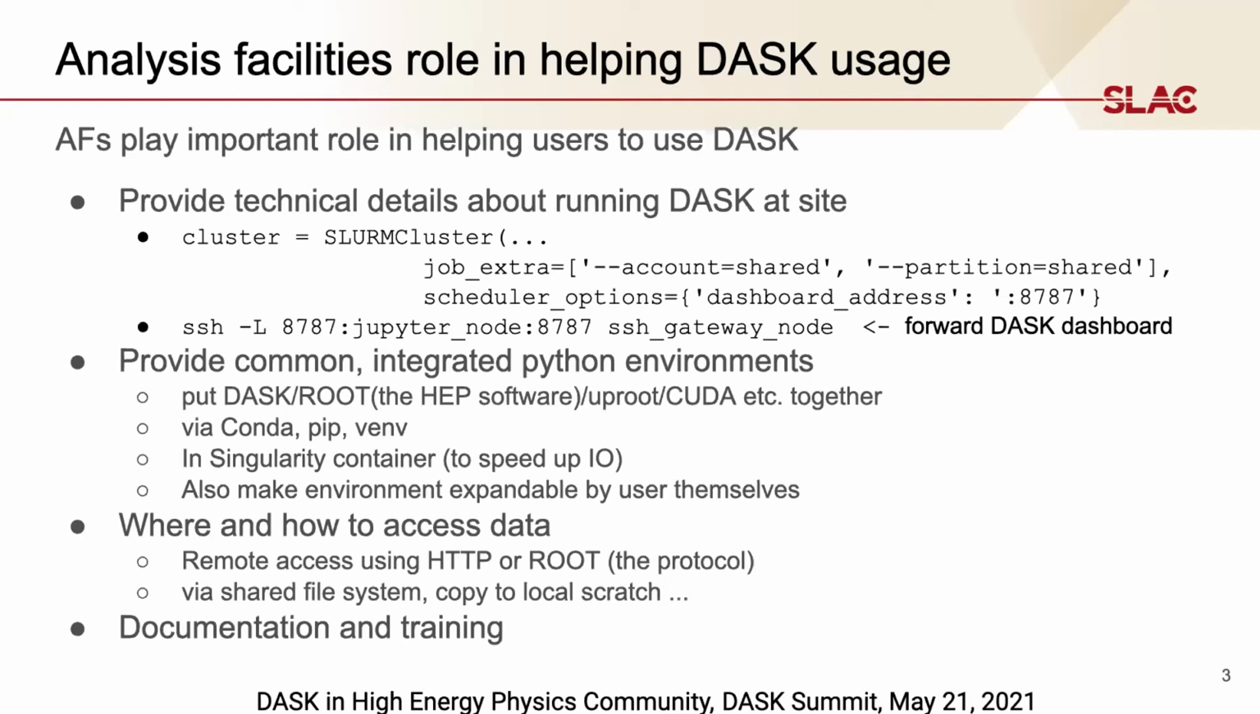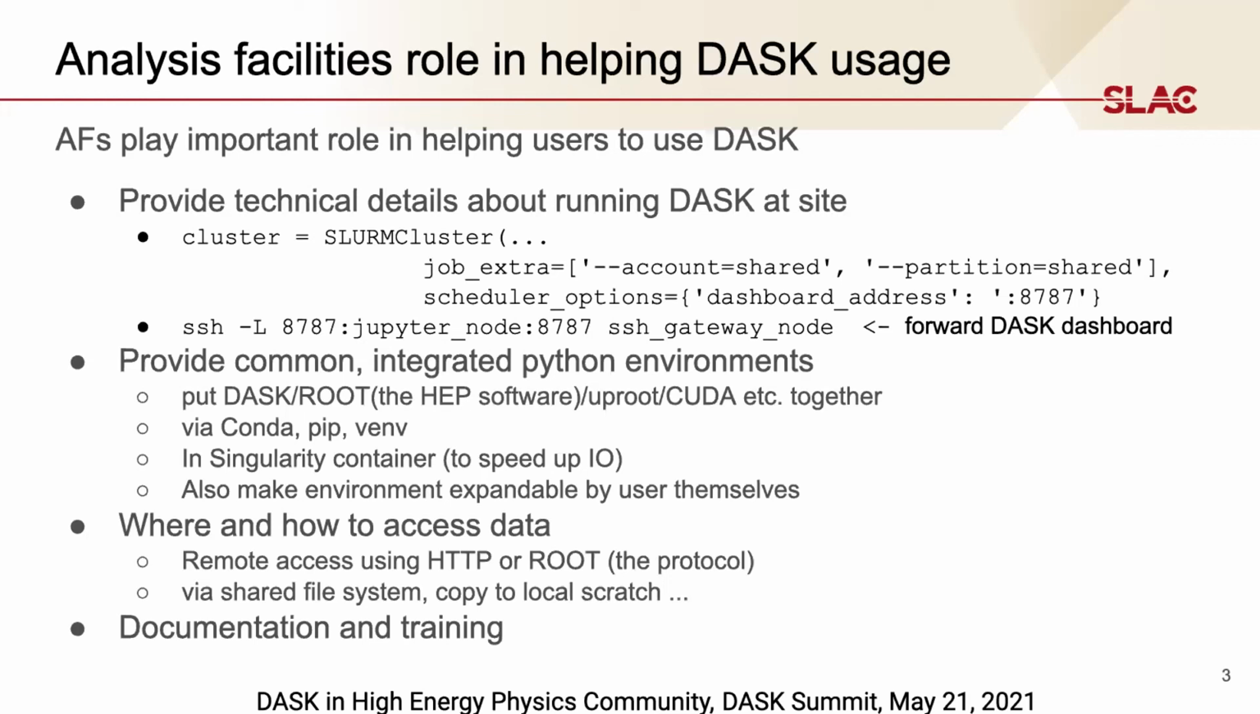In the meantime, in the facility, we also provide a common integrated Python environment for them. For example, some of the users want to use Dask. We package Dask in our environment, but along with that we also include ROOT, uproot, and CUDA libraries, so that they can use these libraries along with Dask. We package them, in most cases, through a combination of Conda and pip, but in some cases, for example at Brookhaven, we also use a virtual environment. Because all these packages consist of millions of small files, we try to speed up performance by putting some of the common things, some of the environment, in a Singularity container, so that we can help speed up the loading of those libraries.